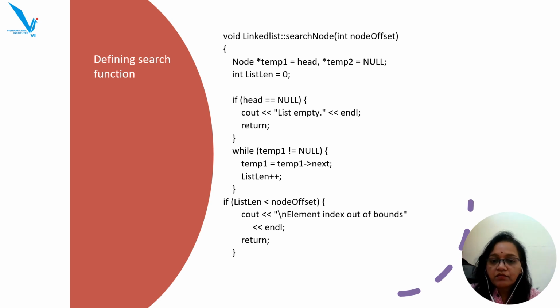Now, if your list length is less than node offset, suppose my list length is 5 and I want to search the node at the 6th position or 7th position, that means you are going out of your list index, right? So in that case, you have to give the message: element index out of bound, or the element you are searching is not present in the list. These are the two cases: when your list is empty, and when the element you want to search is not present in the list.